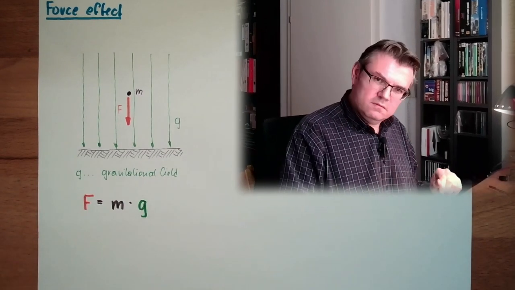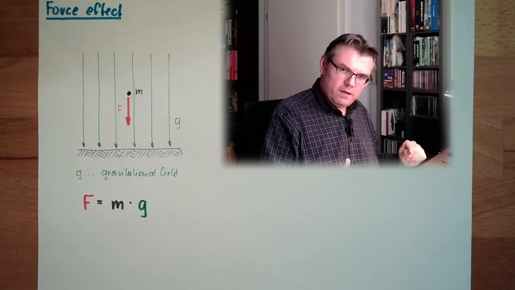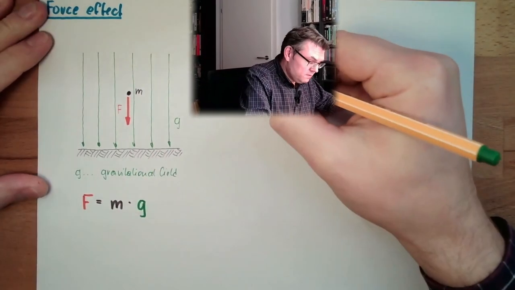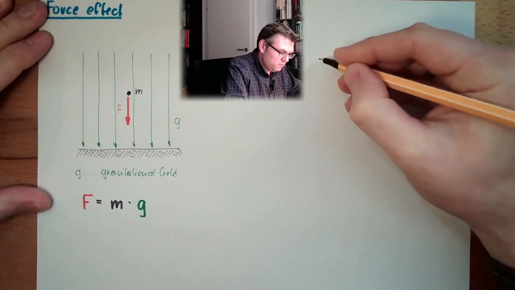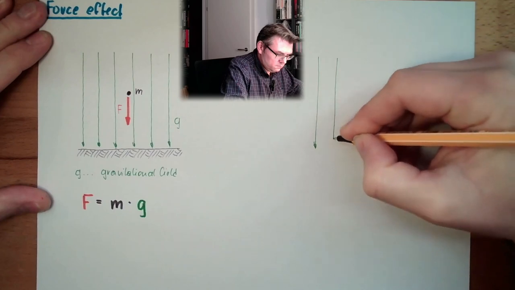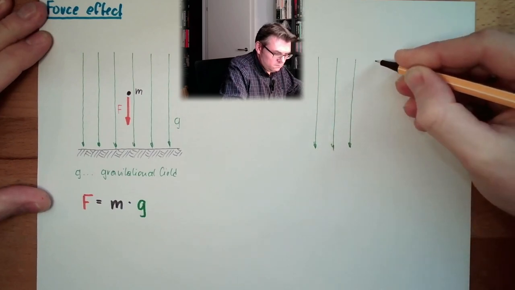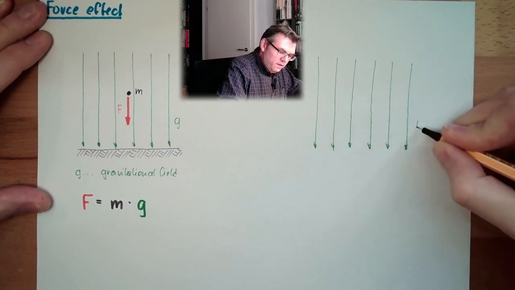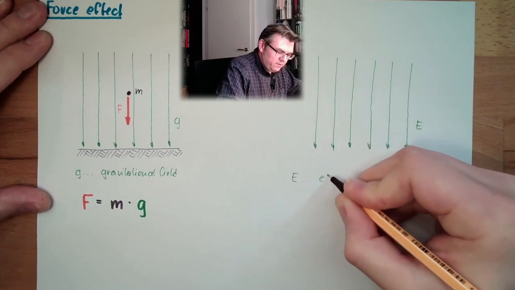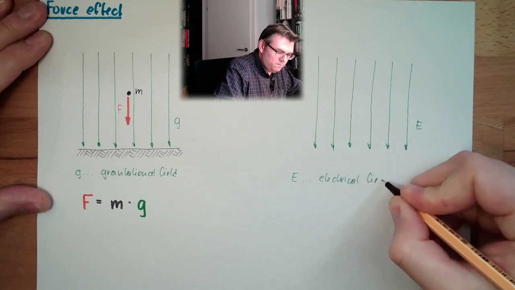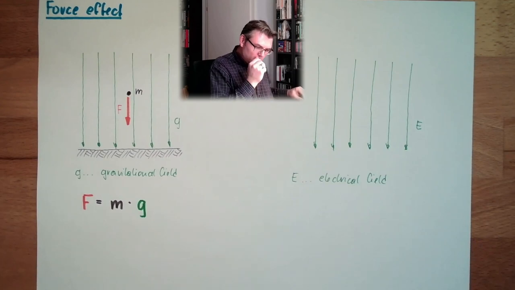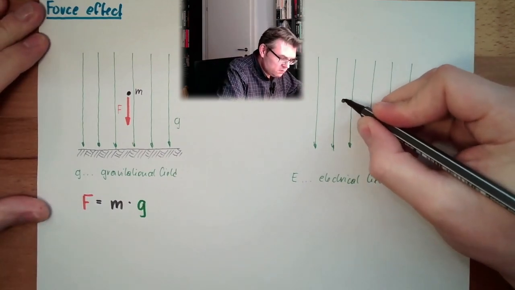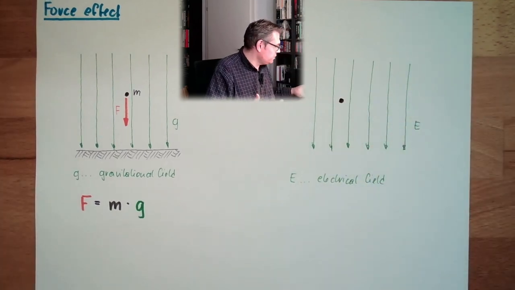You probably have heard about this, so this is nothing new to us. In case of electrical, we don't have a gravitational field, we have an electrical field. E is the electrical field, and the counterpart of our mass is the charge. The symbol of the charge is Q.